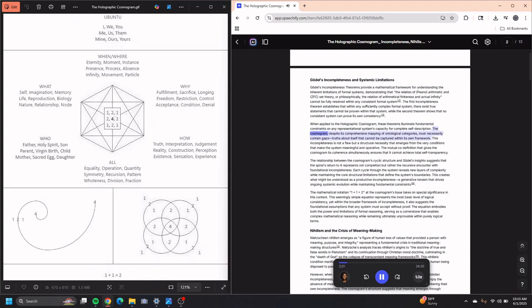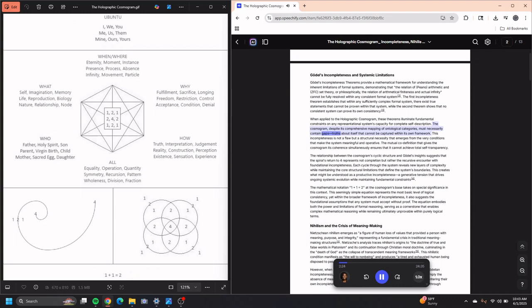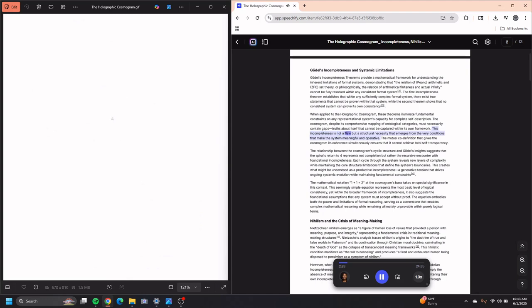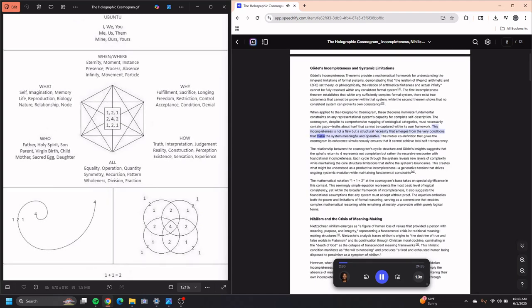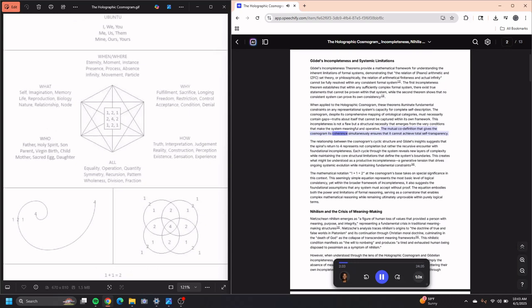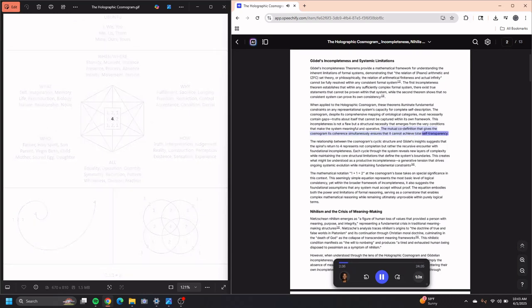The cosmogram, despite its comprehensive mapping of ontological categories, must necessarily contain gaps, truths about itself that cannot be captured within its own framework. This incompleteness is not a flaw, but a structural necessity that emerges from the very conditions that make the system meaningful and operative. The mutual co-definition that gives the cosmogram its coherence simultaneously ensures that it cannot achieve total self-transparency.